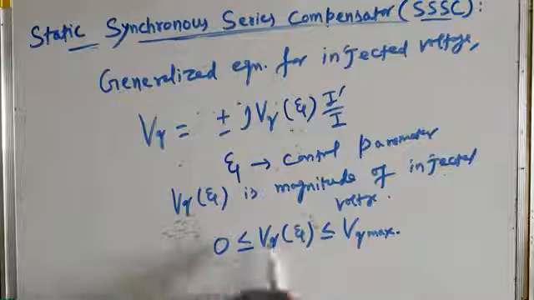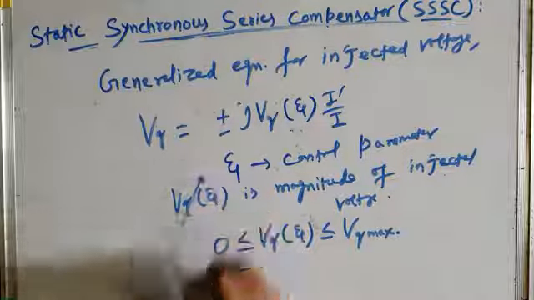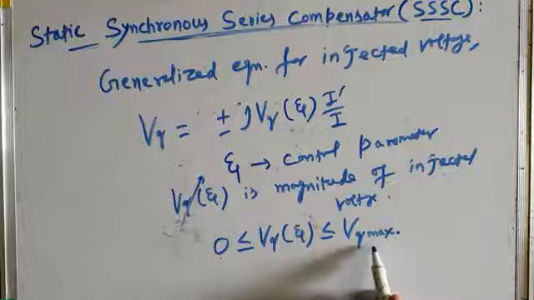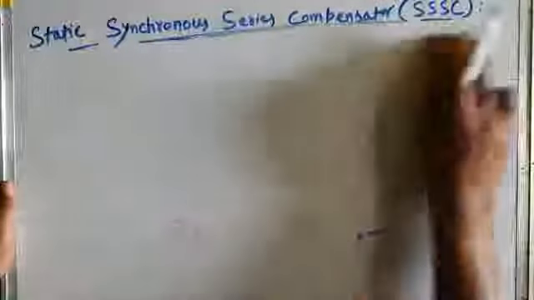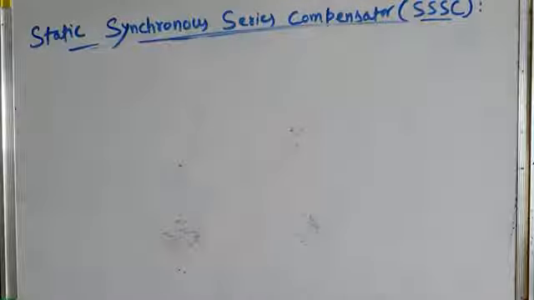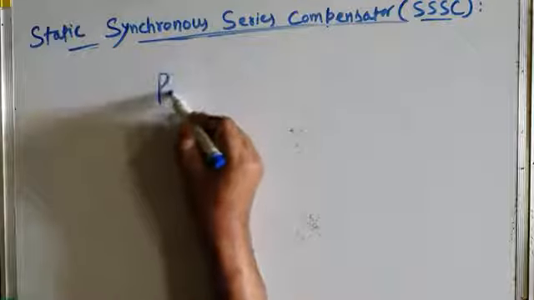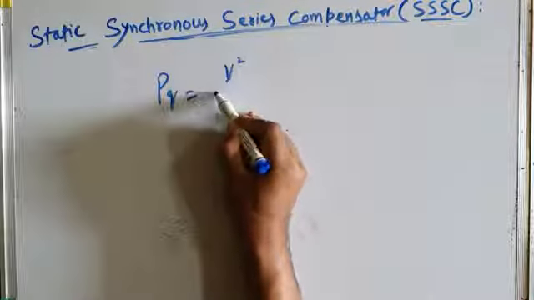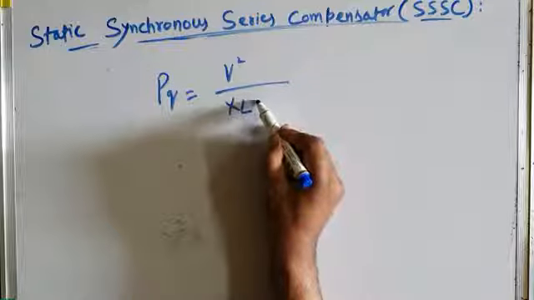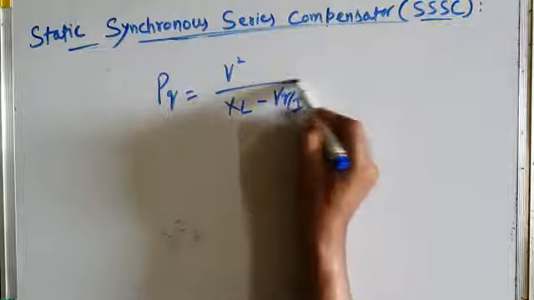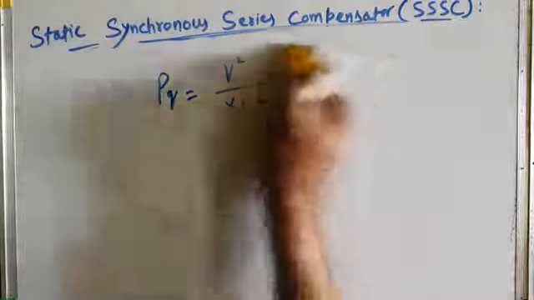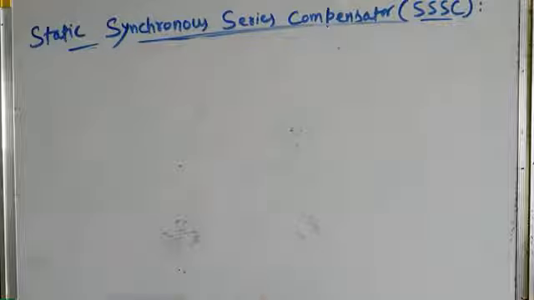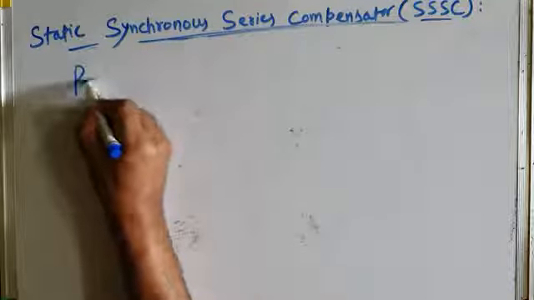It's a variable thing. You can make it vary from 0 to some maximum value, VQ max, depending upon the design. And the equation for active power over the transmission line, I have already written. It is V square divided by XL minus VQ by I sin delta. Now let us try to draw the P delta characteristics, the power angle characteristics of SSSC.